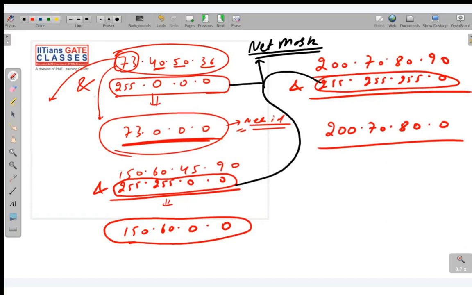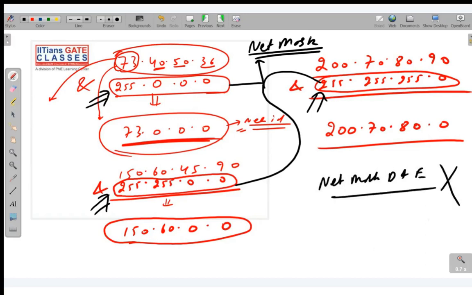Net mask for class A is 255.0.0.0. Net mask for class B is 255.255.0.0. Net mask for class C is 255.255.255.0. Net mask for class D and E is not defined because there is no net ID and host ID kind of thing in class D and E. So no need to say what is the net mask of class D and class E. No, it is not there.